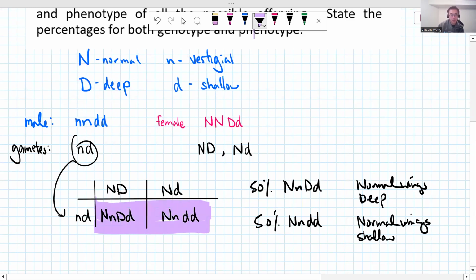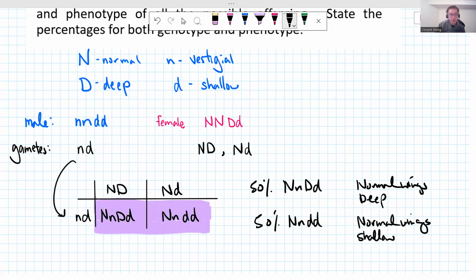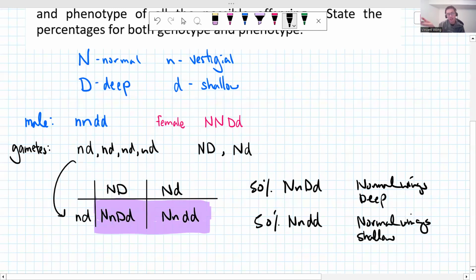Professor, should the gametes always be four parts or three parts? Not necessarily. It depends, right? Like here, you can write it four times, but it will just be small n, small d, small n, small d four times. So if it's the same thing, I don't have to rewrite it. I only write it once.